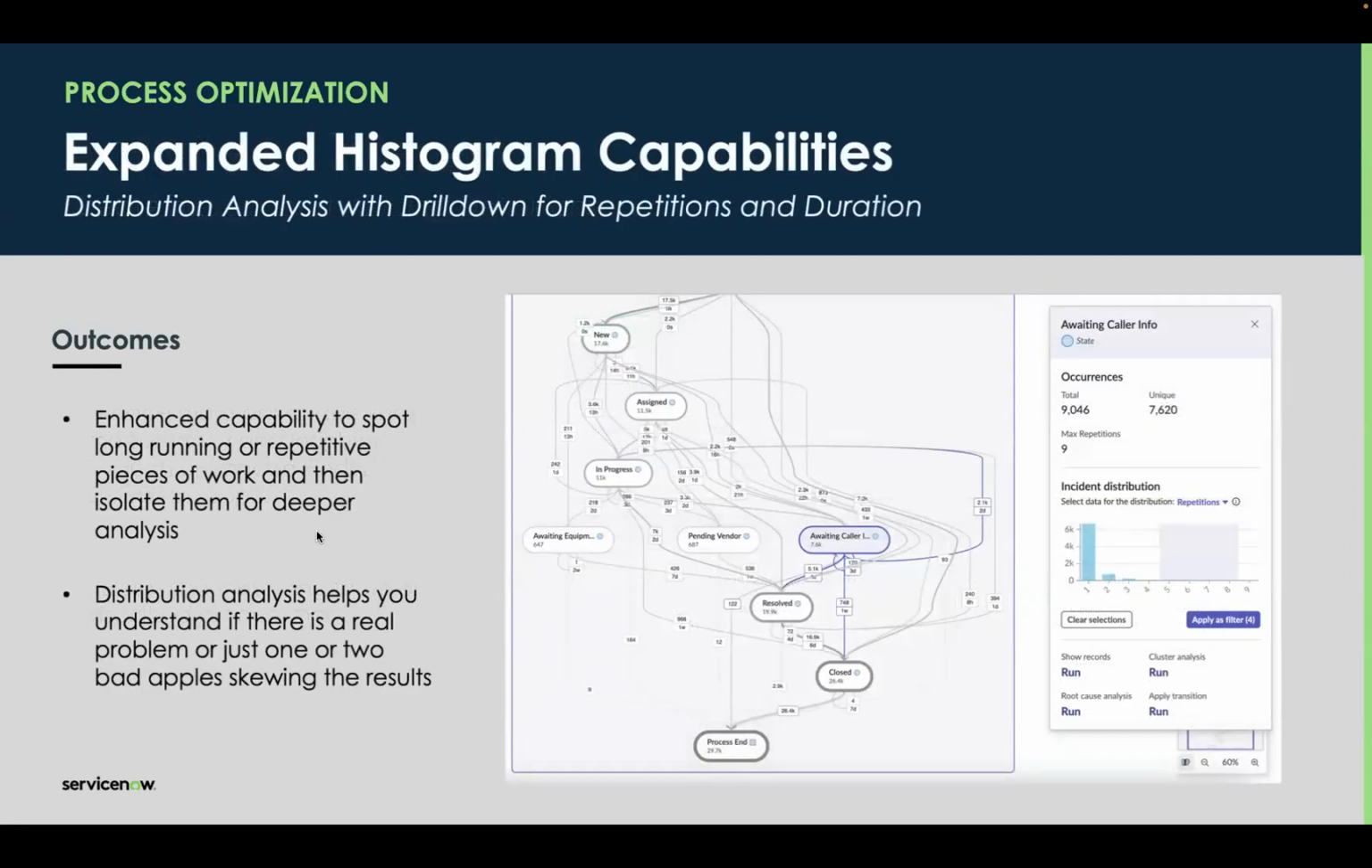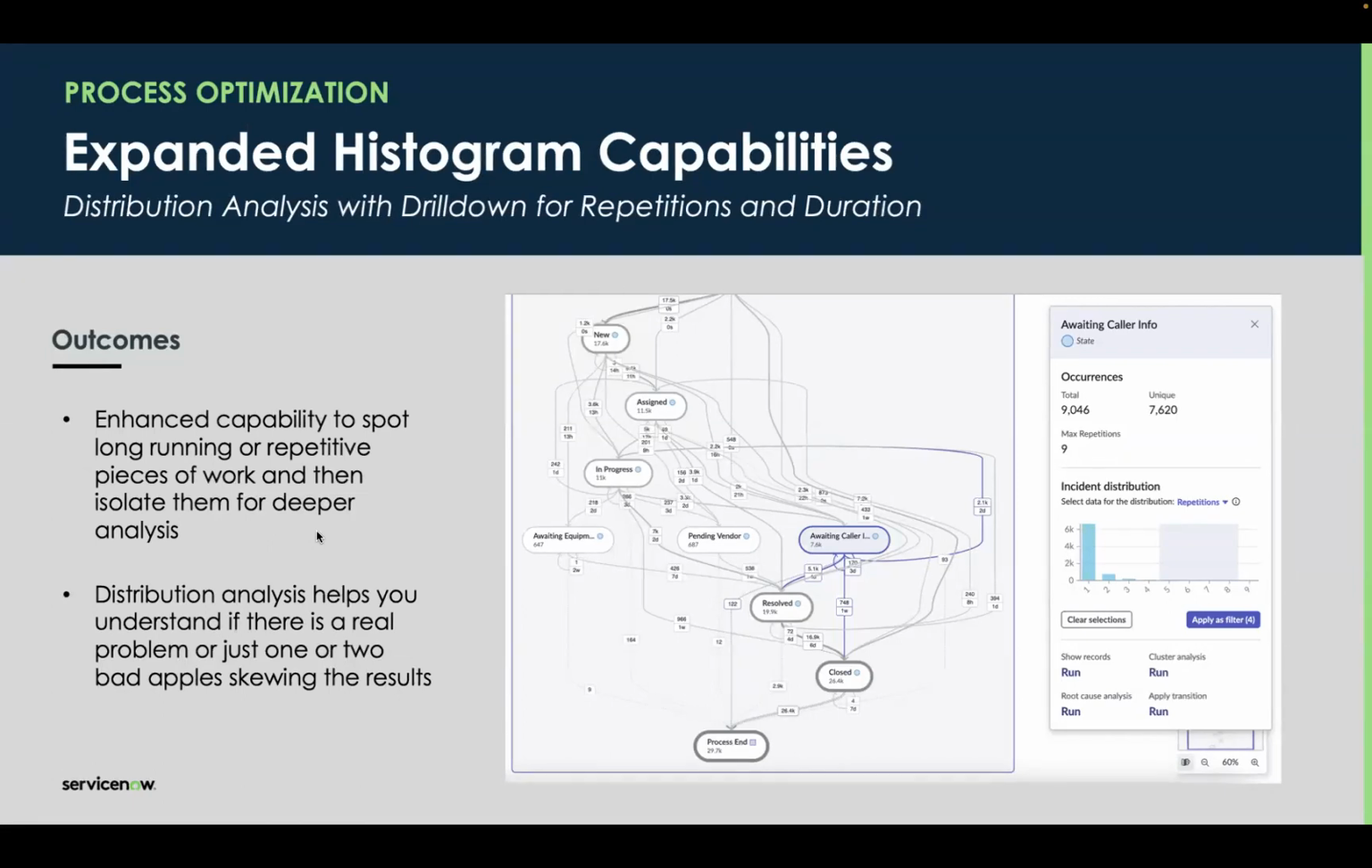Now, next one. In Tokyo, we added a histogram to the analyst workbench to provide some initial distribution analysis of the work that was flowing through different transitions on the process map. What we've done in Utah is we've extended the histogram support to include both duration and repetition buckets. So this is going to allow you to pinpoint specific sets of work that are either long runners or the ones that are coming in and out of a specific state or assignment group or activity more than once.